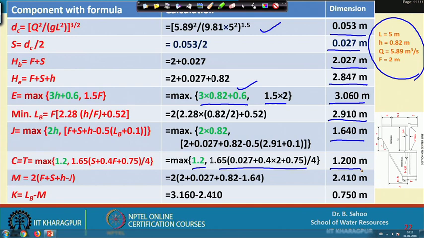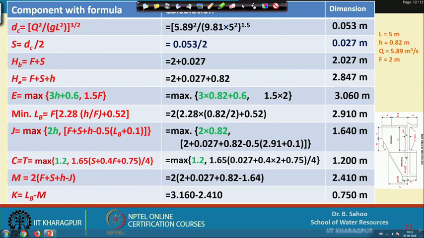Similarly, the value of M is 2.410 meter and value of K is 0.750 meter. Simply you can follow the steps whatever we have discussed in our previous example. So, I am not going into details about how to calculate these tables. All these steps are already done in example number 1.